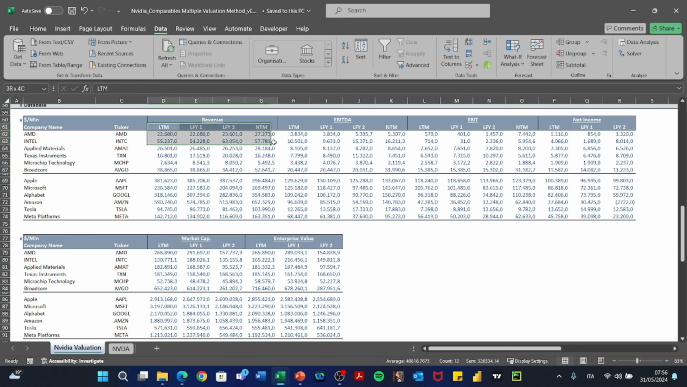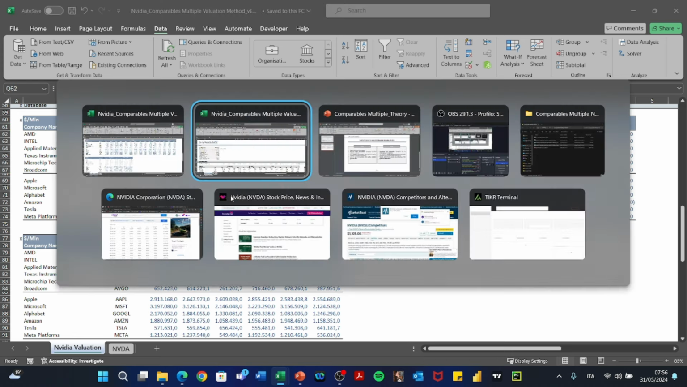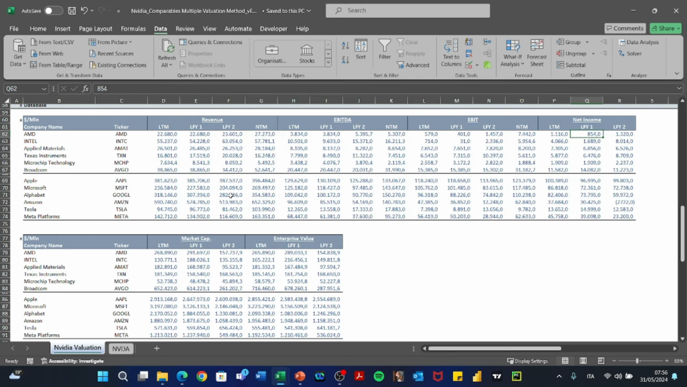And I did this not just for the revenue, but also for the EBITDA, the EBIT, and net income. You can collect all of this information. Obviously, if you have access, like I have on the computer I use at work, you can easily download all of this information from S&P, Bloomberg, Refinitiv, FactSet. You can easily download it in just a moment from these data providers.